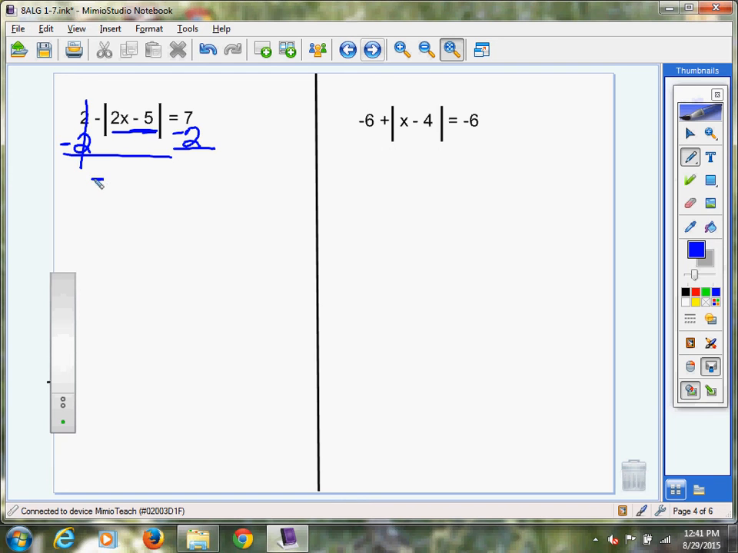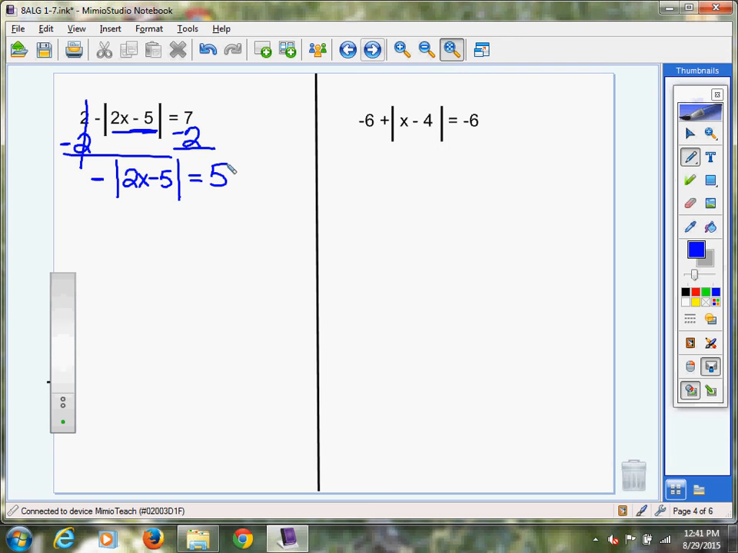Drop down the minus sign. Drop down the absolute value of 2x minus 5. And now 7 minus 2 is 5. So that looks great. Now we still have a number out in front of this absolute value. It may not be obvious because all you see is a sign here, this minus sign or negative sign.